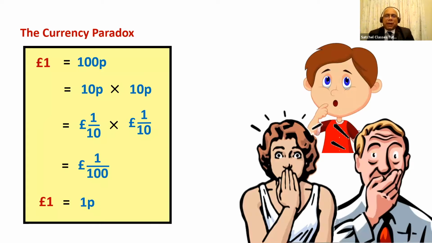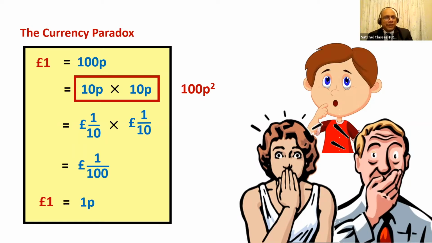Well, let's come back to the currency paradox. As I promised, I said I will give you the solution in the lesson, and here it is. The catch here is in this step. 100 pence is not 10 pence times 10 pence, because 10 pence times 10 pence would have been 100 pence squared, right? This is exactly what we saw in the area units. Whenever you multiply centimeter by another centimeter, you'll end up getting centimeter squared. So 10 pence times 10 pence would have been 100 pence squared. So that was the error.